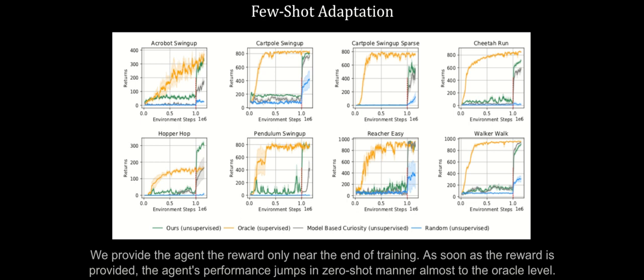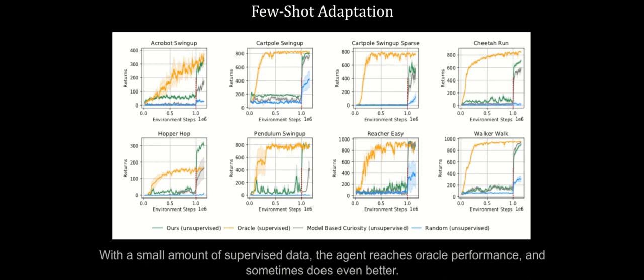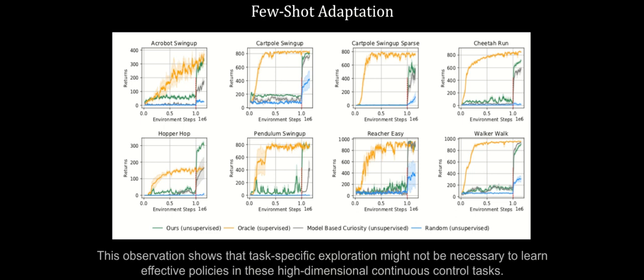As soon as the reward is provided, the agent's performance jumps, here in green, in zero-shot manner, almost to Oracle level, here in orange. With a small amount of supervised data, the agent reaches Oracle performance and sometimes does even better. This observation shows that task-specific exploration might not be necessary to learn effective policies in these high-dimensional continuous control tasks. Our world model is not specific to any task.